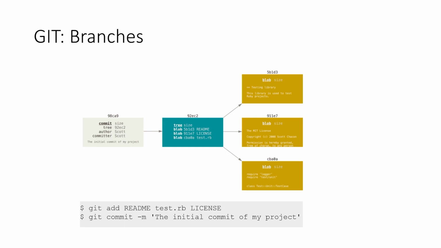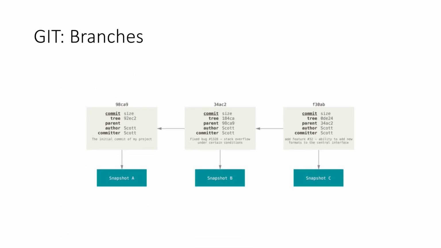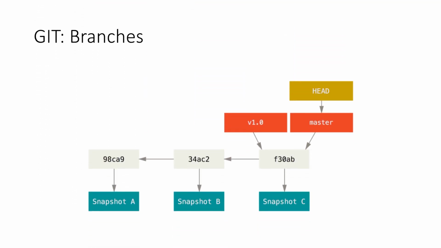Your Git repository now contains 5 objects: 3 blobs, each representing the contents of one of the 3 files, 1 tree that lists the contents of the directory and specifies which file names are stored as which blobs, and 1 commit with the pointer to that root tree and all the commit metadata. If you make some changes and commit again, the next commit stores a pointer to the commit that came immediately before it. A branch in Git is simply a lightweight movable pointer to one of these commits.